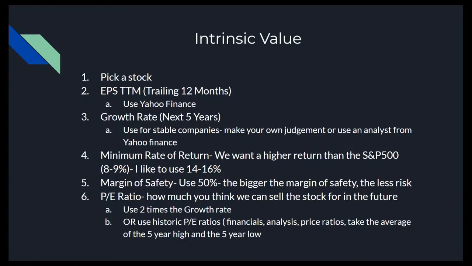So once you have that down, you're going to get the PE ratio. How much you think we can sell the stock for in the future. When you do the calculations, you're going to multiply the growth rate by 2, or you can use the historic PE ratio, the financials analysis, and the price ratios, and then take the average of the 5-year high and the 5-year low.